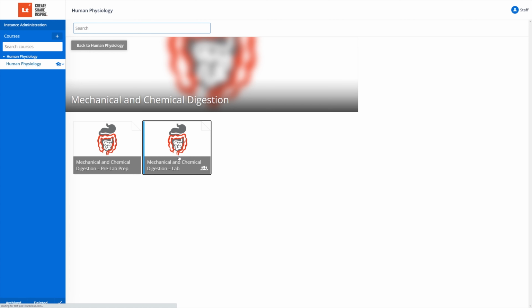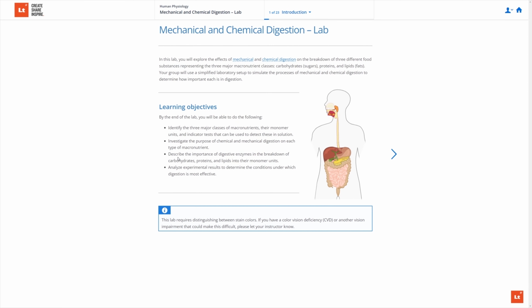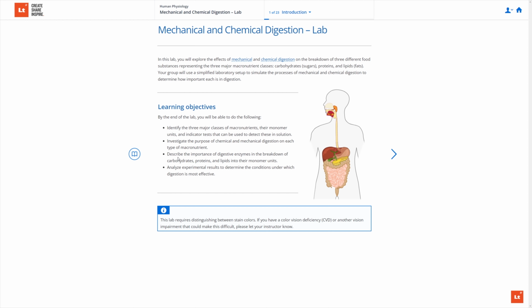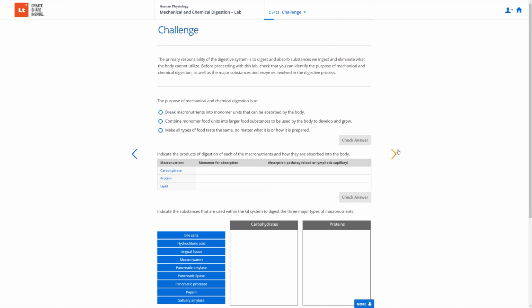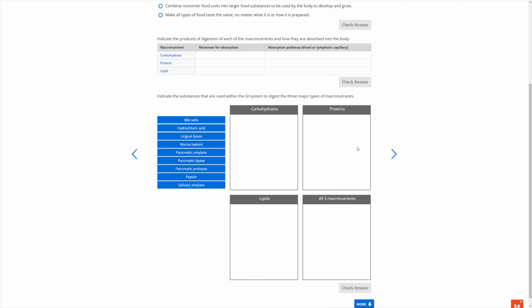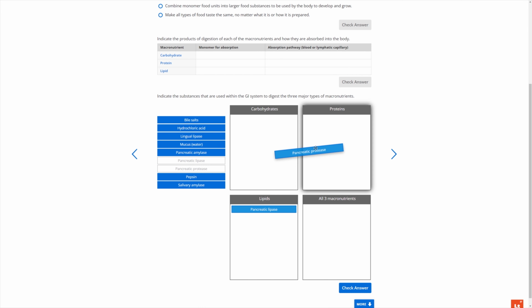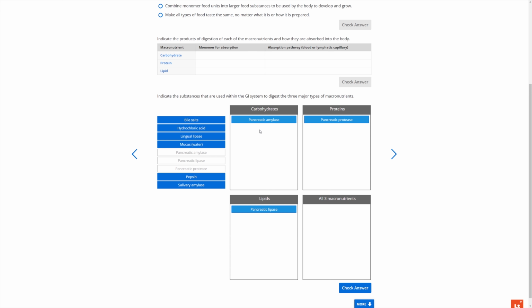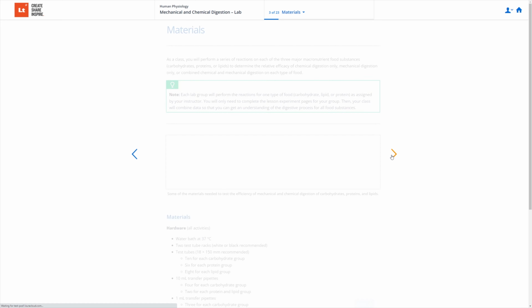Let's take a look through the new lab on mechanical and chemical digestion. This lab is focused on exploring the effects of mechanical and chemical digestion on the breakdown of the macronutrients: carbohydrates, protein, and lipids. Students begin the lab with a few questions about the process of digestion, such as how macronutrients break down into monomer units and the range of enzymes that aid in chemical digestion for each particular macronutrient.